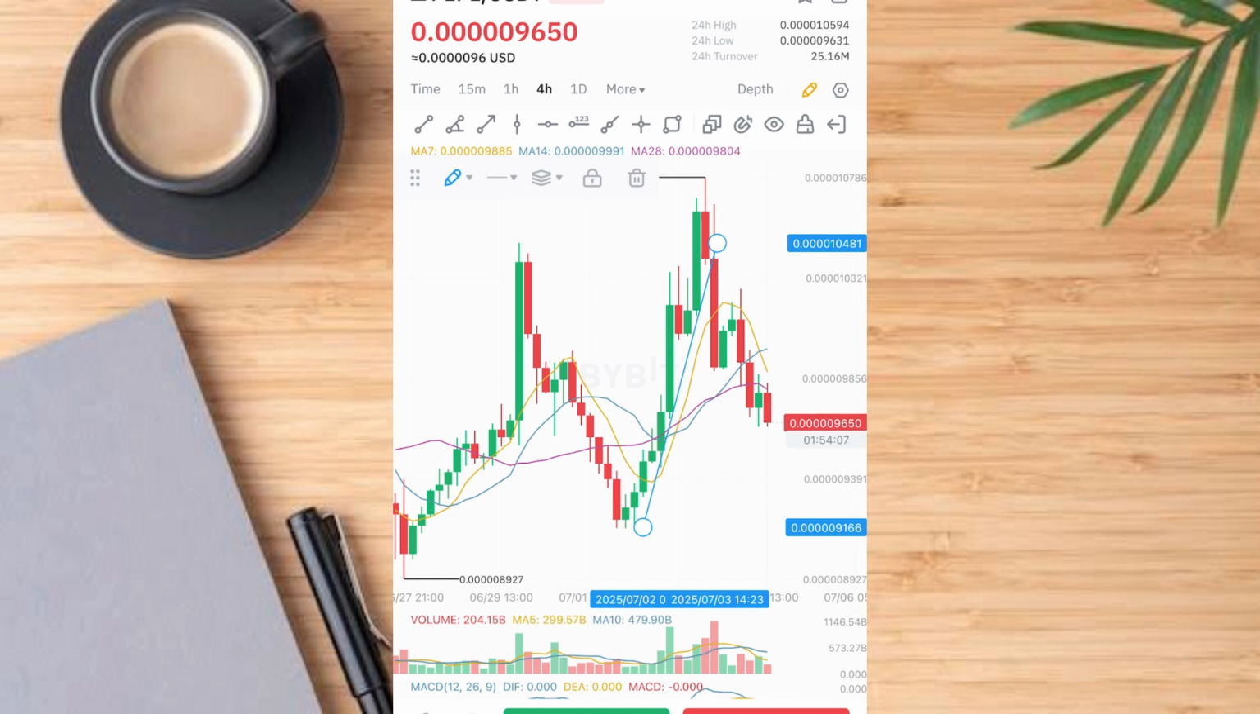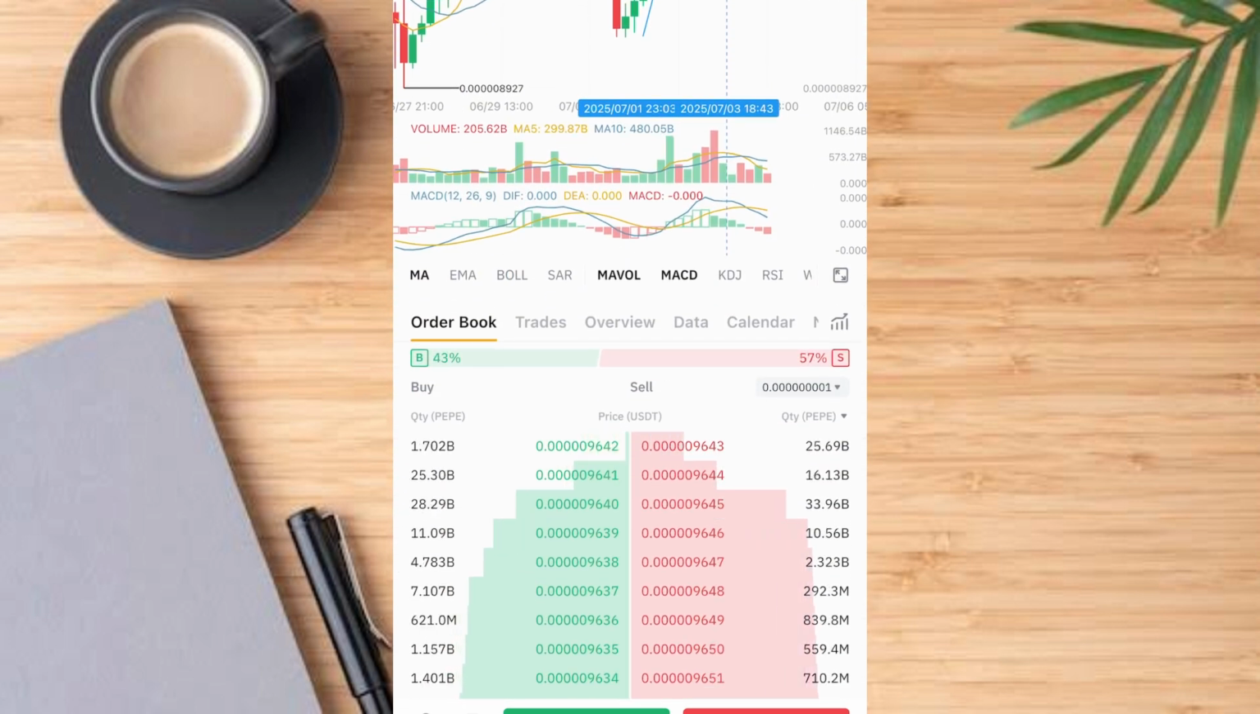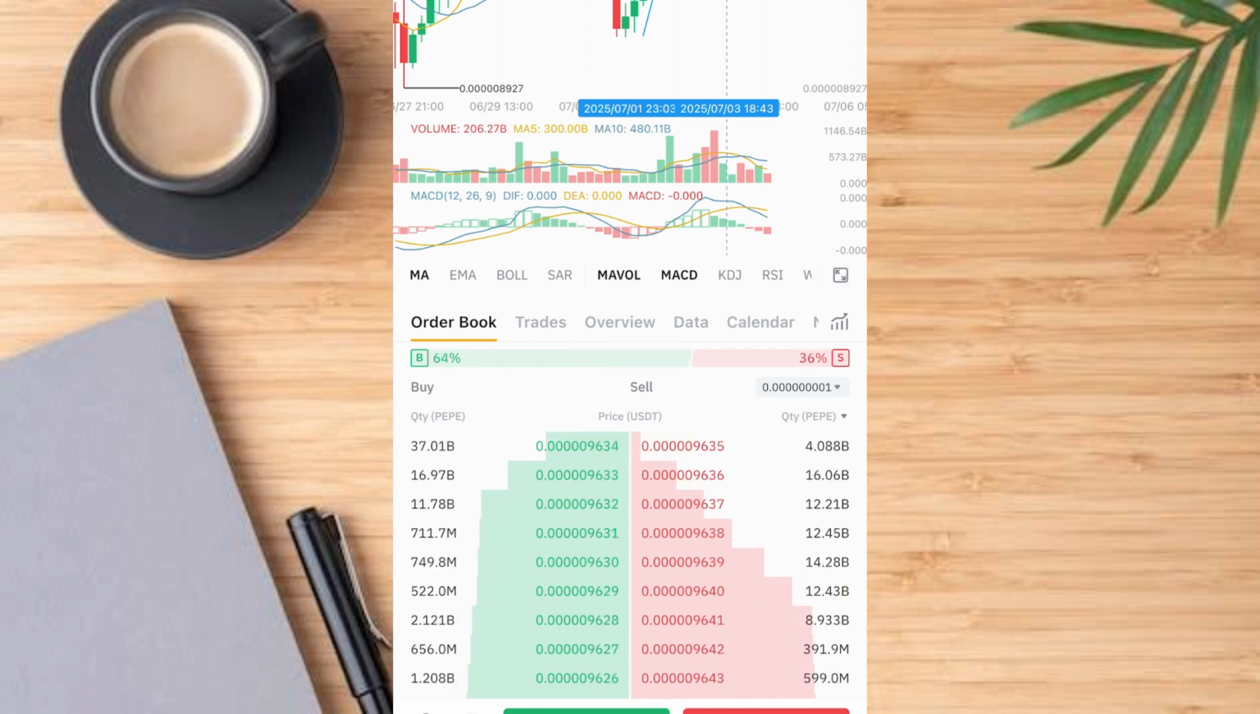Then if you want another one, just pick it again, then draw another line trend from this place. You drag this one to this place, then you tap it again and be able to draw that line. That is how to use those line trends to help you analyze this project very well. Now let's scroll up a bit from this place. Now there is another important analytics tool that you can use on this platform, where you see MA, EMA, BOLL, SAR, MAVOL, MACD. These are the analytic tools that you can use on this platform.